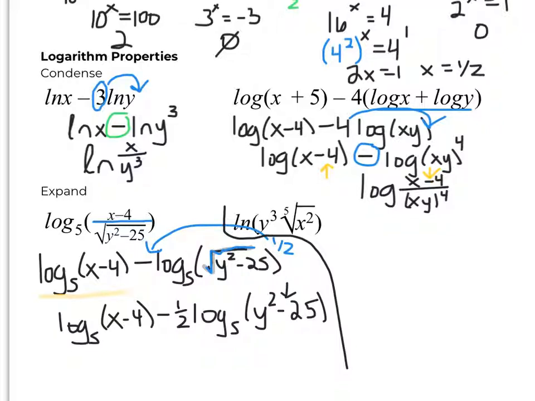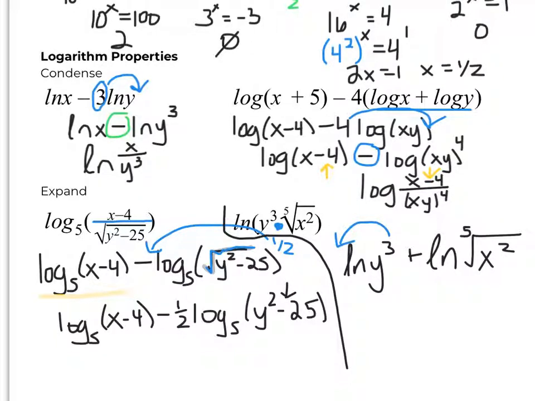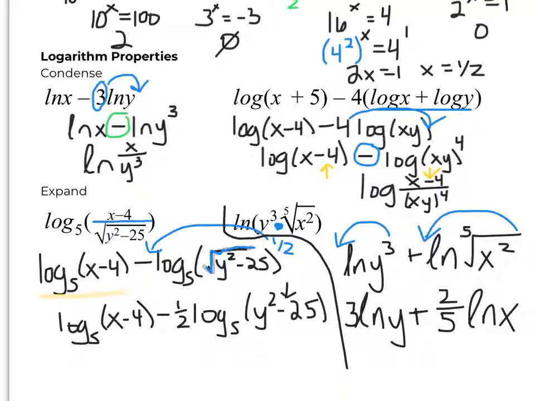All right. So the next one, I want to start with the fact that I have x and y here, and they're attached with multiplication. So I'm going to split that up first and make it natural log y cubed plus natural log 5th root of x squared. And now I have exponents with both of these that can come forward. And what you want to remember here is the whole power over root thing when we get to x. So 3 natural log y plus power is 2 over root is 5 natural log of x.